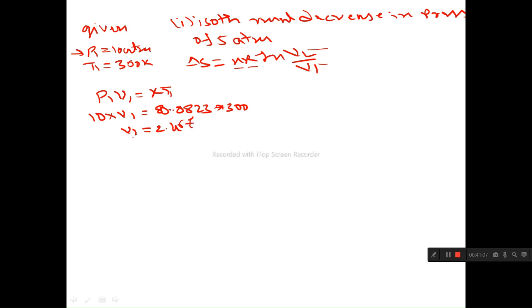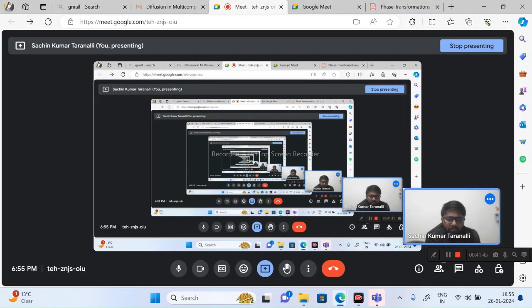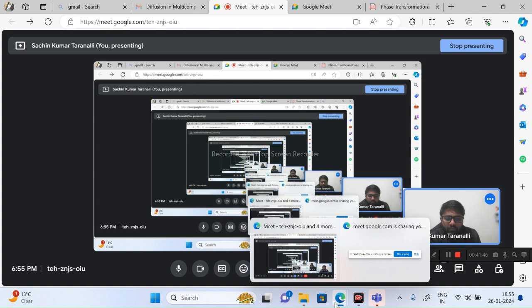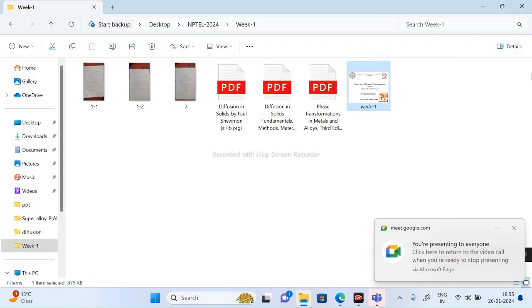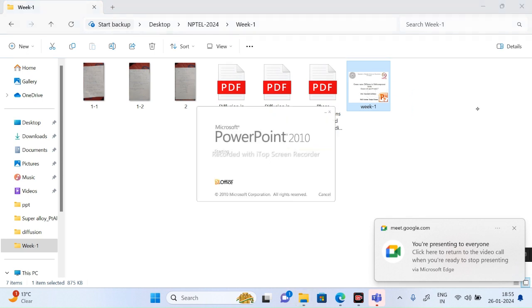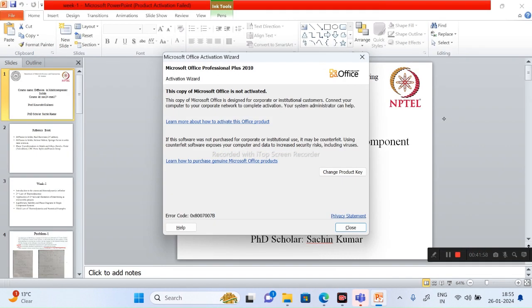So please let me know if the answers are correct or not. Okay, so it is liter. So we need to determine the V2 value. We know it's an isothermal process. I'm losing this connectivity again and again. See, so I lost this again.